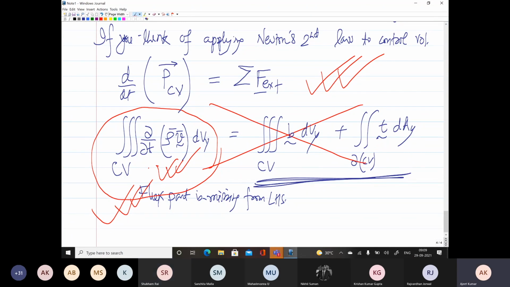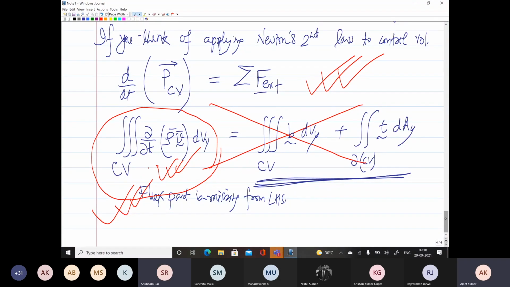Are you okay with my comment that you can't apply Newton's second law to a system whose mass is changing? Or do you still have some doubt about that? No, sir, there's no doubt. But then what you're saying, I'm not able to understand what you're trying to relate to. No, sir, I'm saying the same thing.